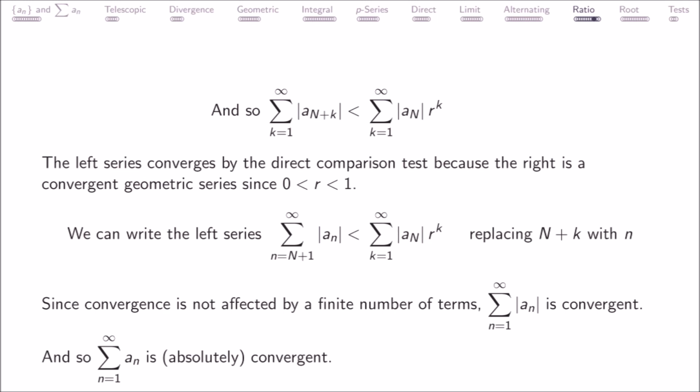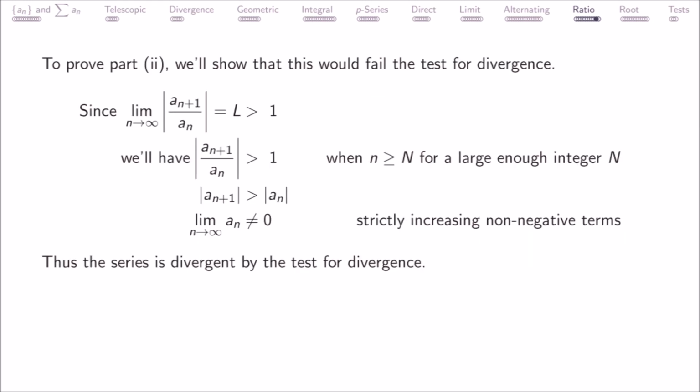Then we have the following. Since convergence is not affected by a finite number of terms, the series of absolute value a_n is convergent, and so series a_n is absolutely convergent. To prove part II, we'll show that this would fail the test for divergence. Then we have the following. Thus, the series is divergent by the test for divergence.